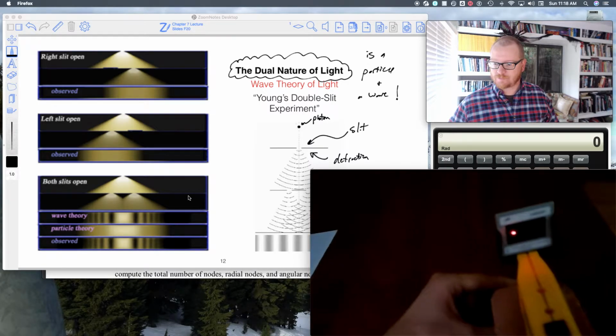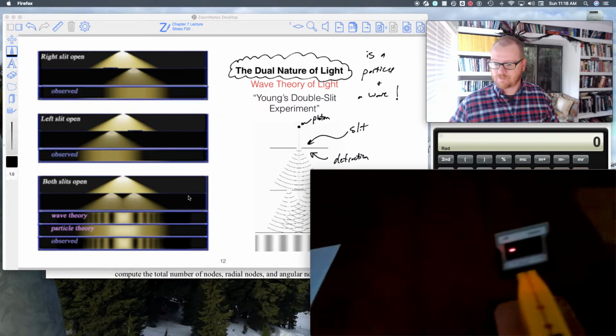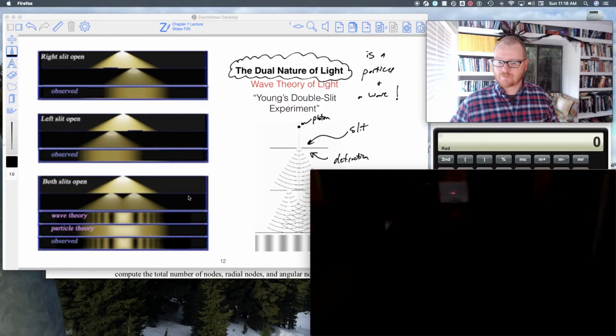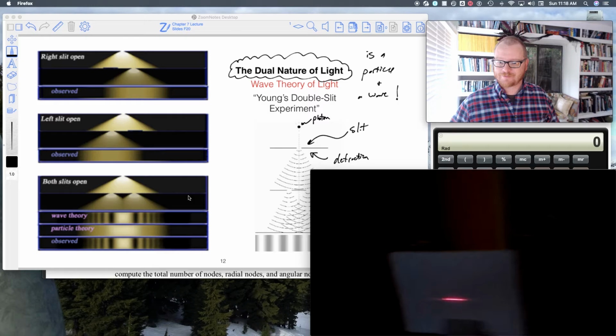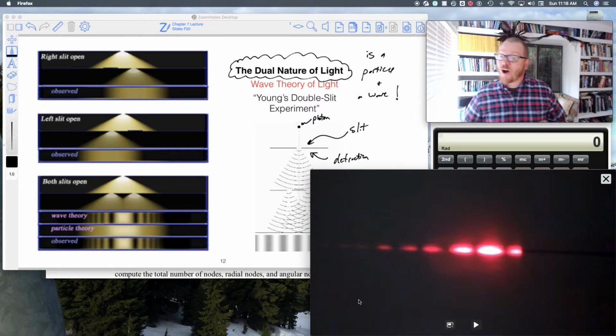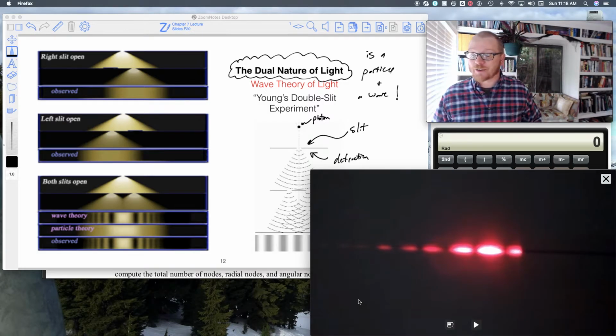Now, I put a double slit in the way. So the laser light is passing through both of those slits, it's spreading out, it's diffracting. But when it gets over here, you get... Look at that. That's awesome. There is the interference pattern, right?